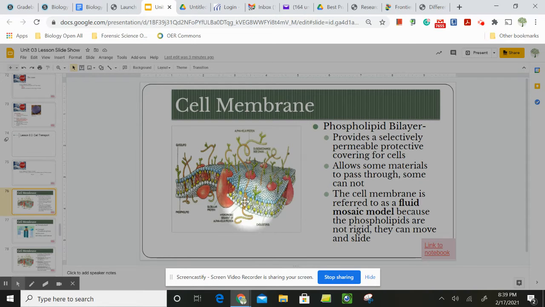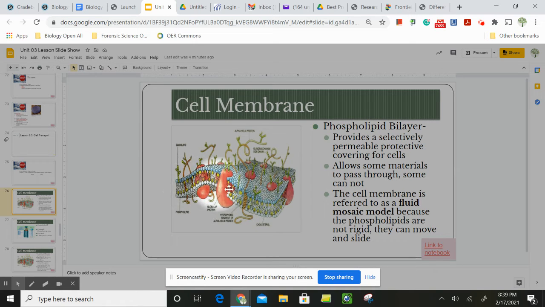This picture here is a cross section of the cell membrane. We talked about the cell membrane a little bit in Unit 2 when we talked about lipids. And we said one of the things that's great about lipids, in addition to it being long-term energy storage, is that it also provides a waterproof covering for biological membranes. And that's where this comes into play.